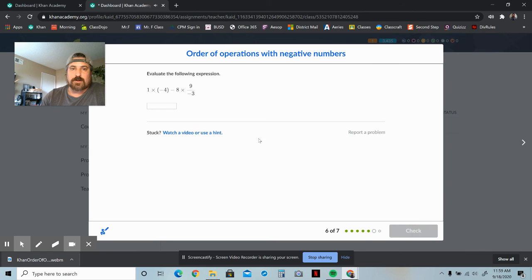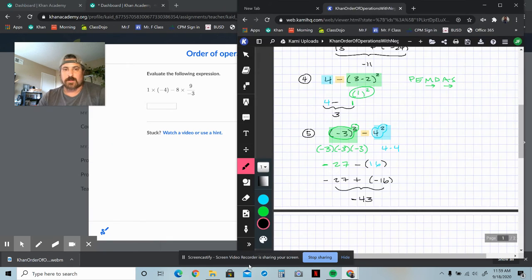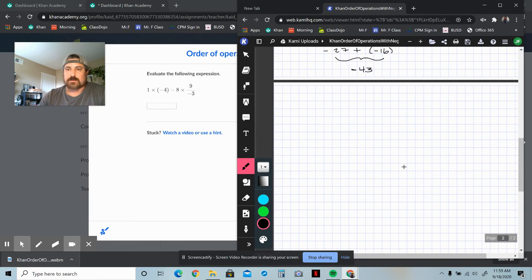And then the next problem we can set up, and we can do this one carefully, one step at a time. So I think is it number 5? Let's see. Yeah, that's number 6. Okay, so here's number 6 for us. It's going to be 1 times the quantity of negative 4, take away 8, and then times the quantity of 9 divided by negative 3.